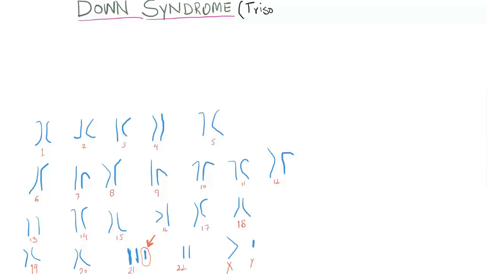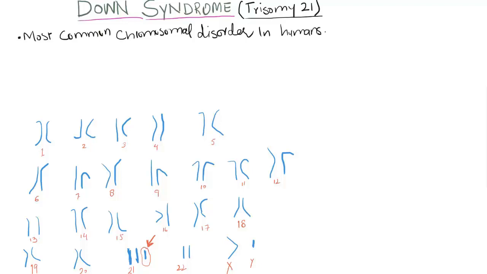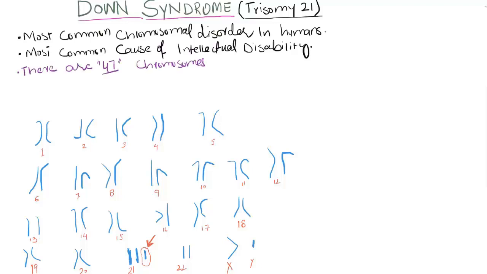Down syndrome is by far the most common chromosomal disorder in humans and the most common cause of intellectual disability. There are 47 chromosomes instead of 46. It is primarily caused by trisomy chromosome 21. Now, what is the clinical presentation?